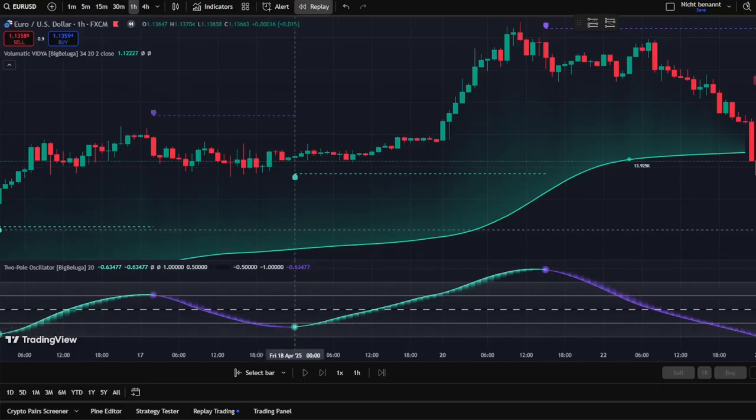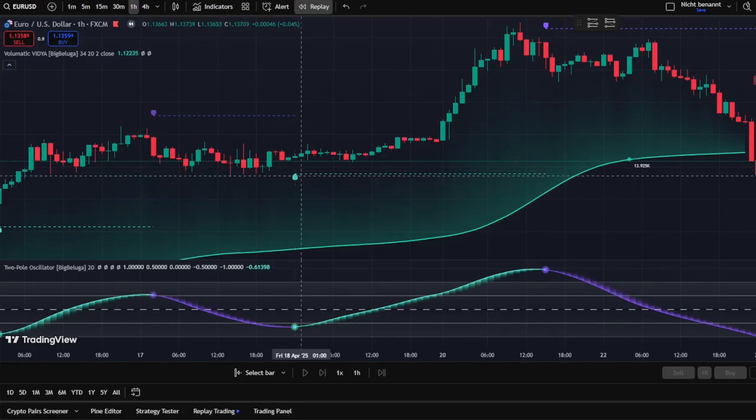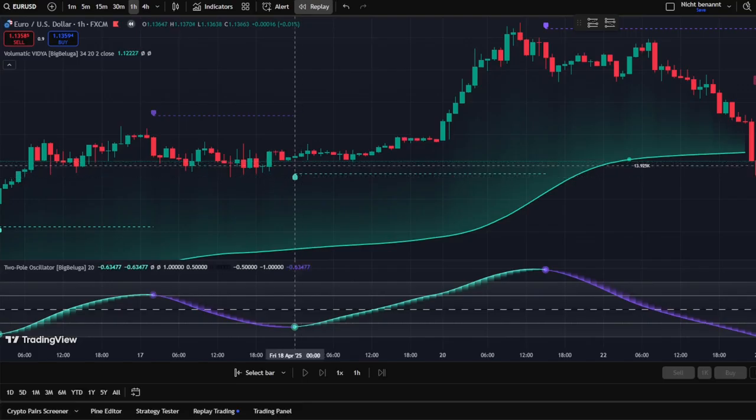Condition number 2. At the time the signal is printed, we need the VIDYA indicator to be colored green to indicate that the trend is bullish. We also check the delta volume. This should be at least 20% or above to confirm a strong trend. Right now, we can see it's well above the 20%, which means this trend is strong enough to push the price higher and higher.